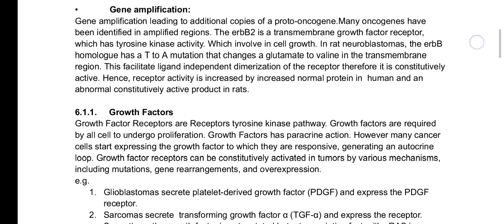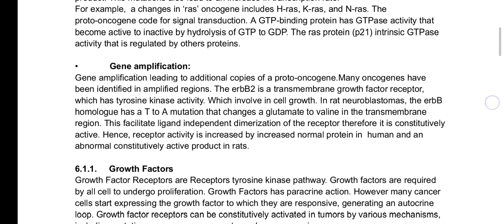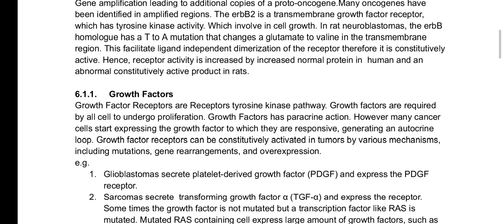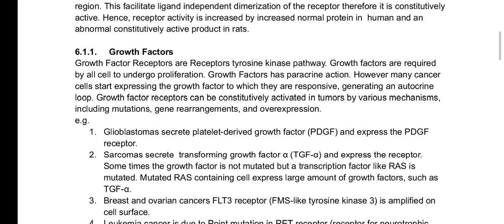Then gene amplification leading to additional copies of proto-oncogene. Many oncogenes have been identified in amplified regions. The ERBB2 is a transmembrane growth factor receptor which has tyrosine kinase activity involved in cell growth. In rat neuroblastomas, the ERBB homolog has a T to A mutation that changes glutamate to valine in the transmembrane region. This facilitates ligand-independent dimerization of the receptor, therefore it is constitutively active. Hence, receptor activity is increased by increased normal protein in human and an abnormal constitutively active product in rat.